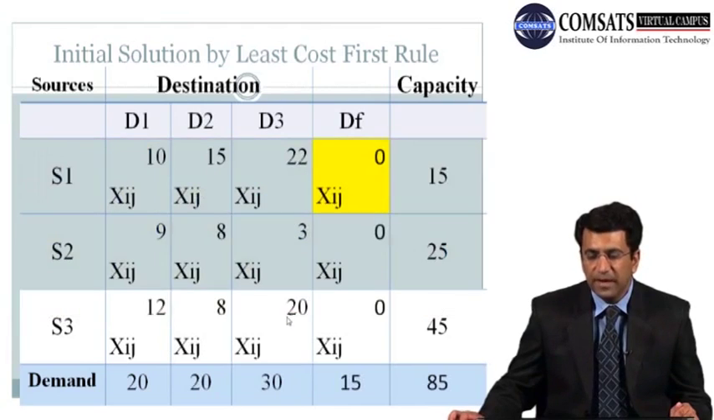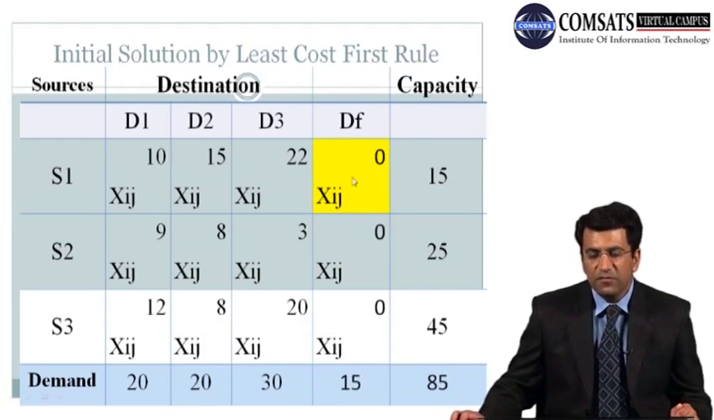Now what is meant by that? We can start with any of these 3 cells. Suppose we start from this S1 and DF cell. Now what we will do is compare the row total and the column total. The row total and the column total are both 15, which are equal. Usually we take the minimum value out of the row total or the column total, but in this particular case they are equal, so of course we can take that 15 into account.